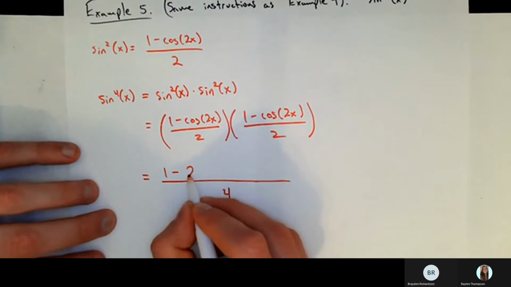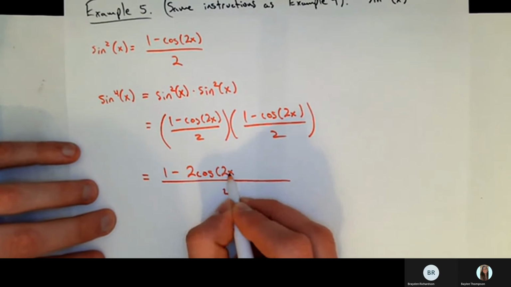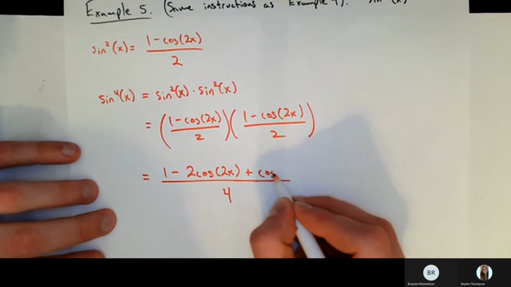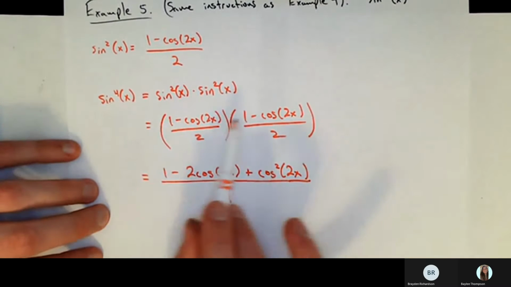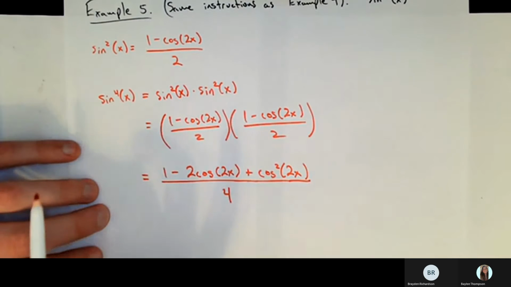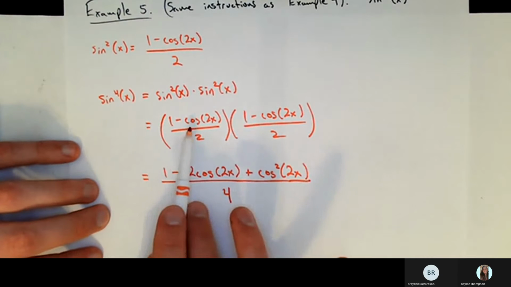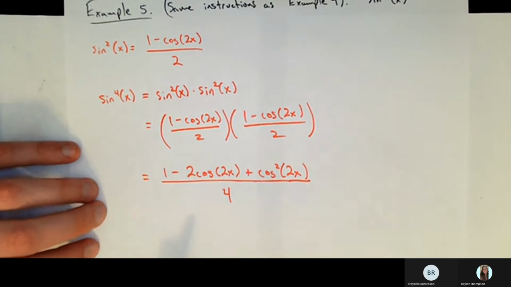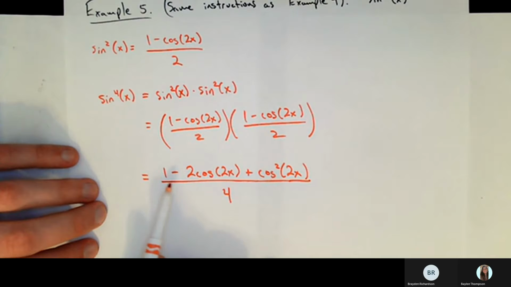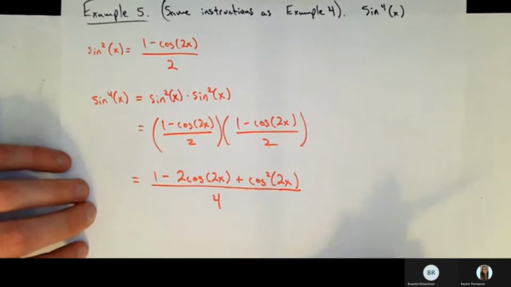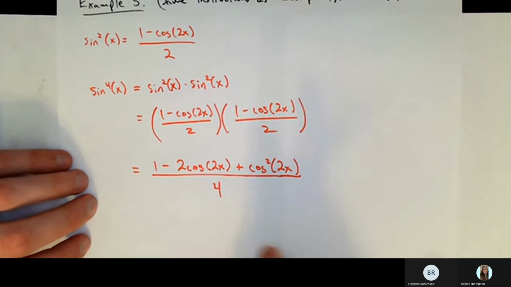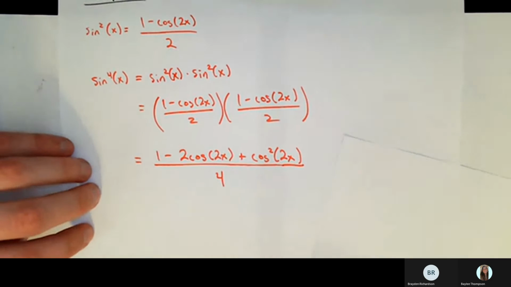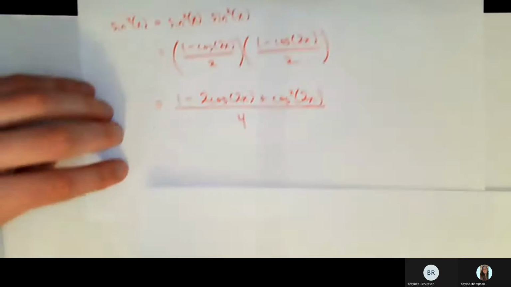I'm going to have 1 minus 2 cosine of 2x, and then plus cosine squared of 2x. That'll just come from distributing that 1 times 1, 1 times negative cosine 2x, negative cosine 2x times 1, and then the final product, negative cosine 2x times negative cosine 2x. Simplified, cleaned up, this is what you end up with. Okay, this is the problem, right? The cosine squared of 2x. That's still squared. I need to deal with that, right?